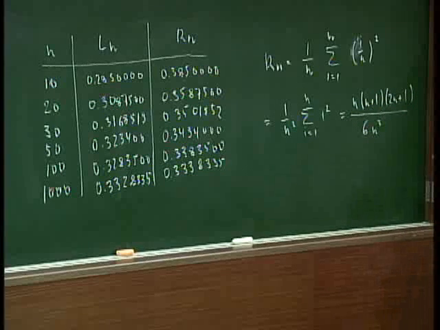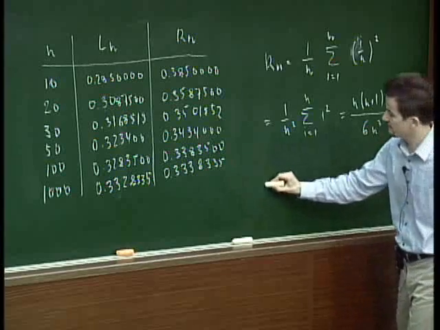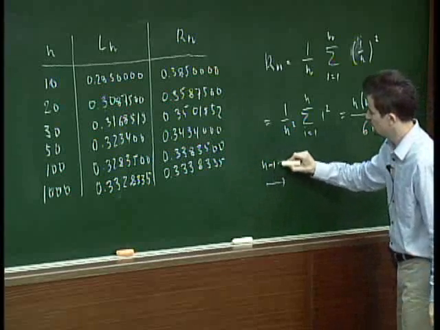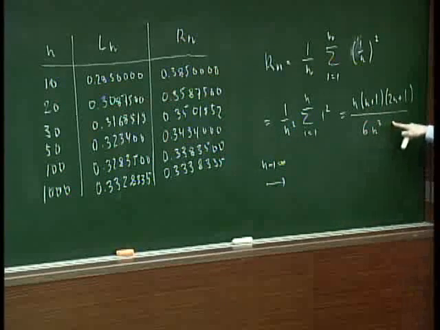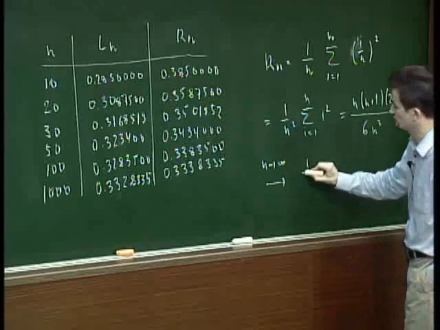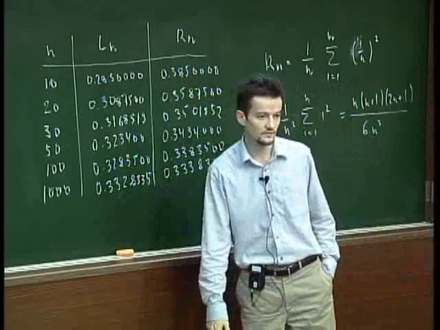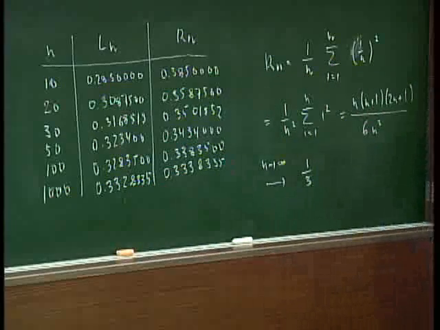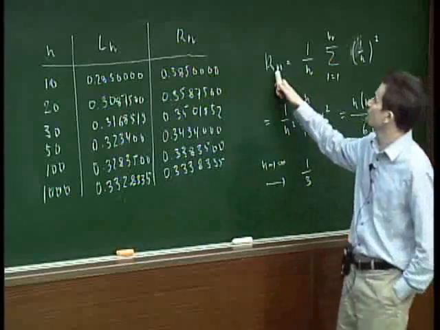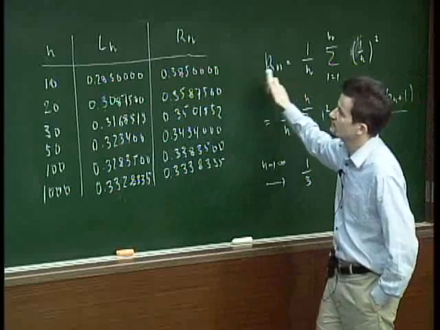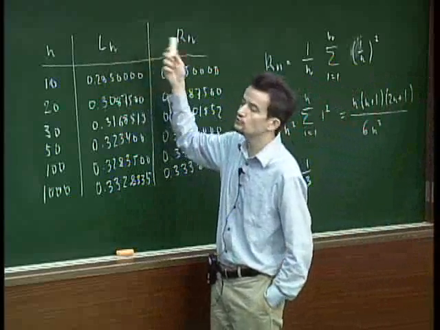Okay, and you see, if you look at this expression as n tends to infinity, indeed you see this here will tend to 1 over 3, which verifies our observation here. Now, this is for Rn.